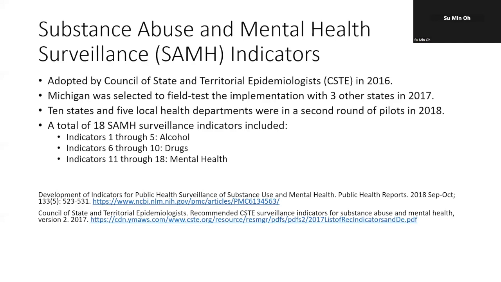So let's move to the second objective, to talk about the 5 specific alcohol indicators. The substance abuse and mental health indicators were adopted by the Council of State and Territorial Epidemiologists in 2016. Michigan was selected to field test the implementation with 3 other states in 2017, and I got the opportunity to work with the CSTE to field test implementation. A year later, 10 other states and 5 local health departments were in a second round of pilots.